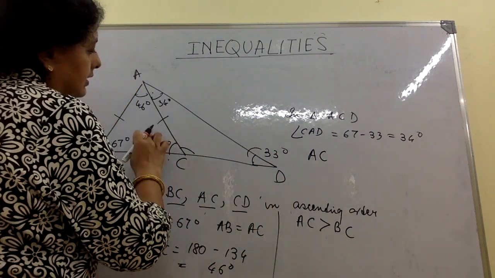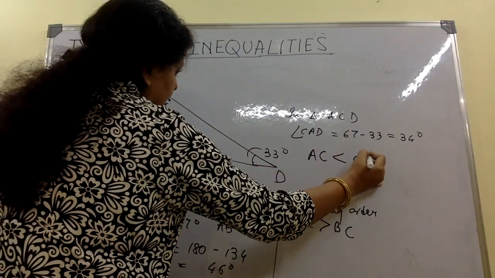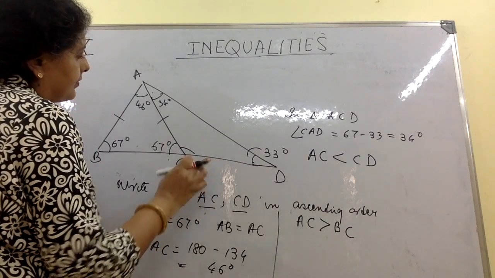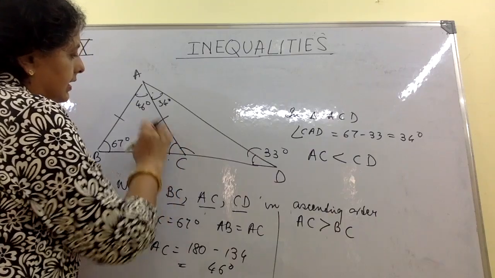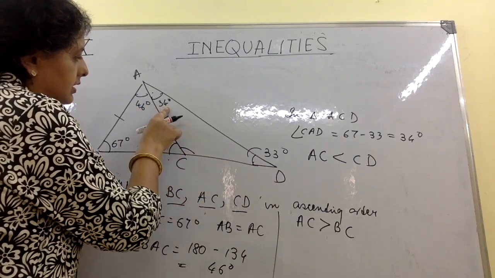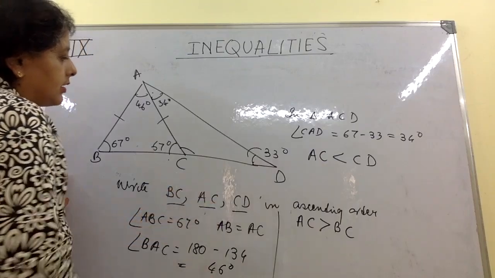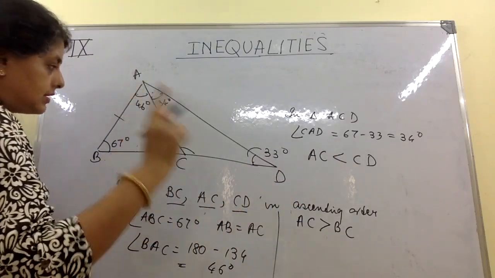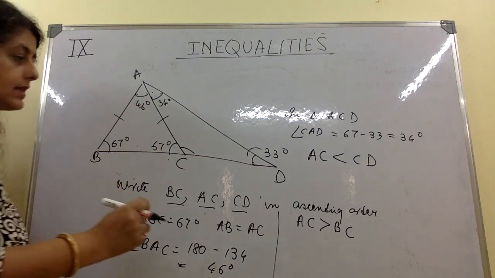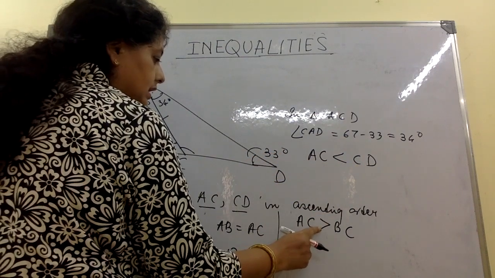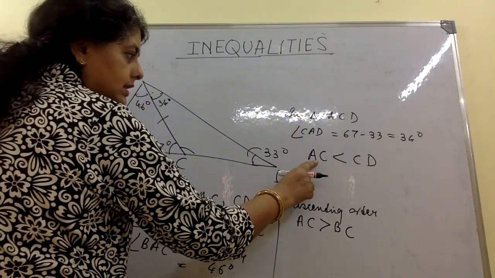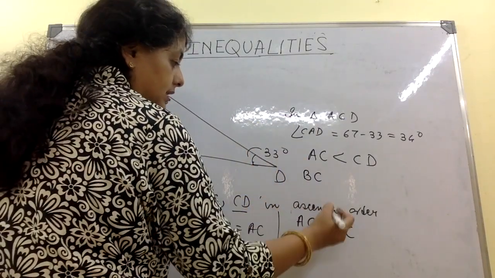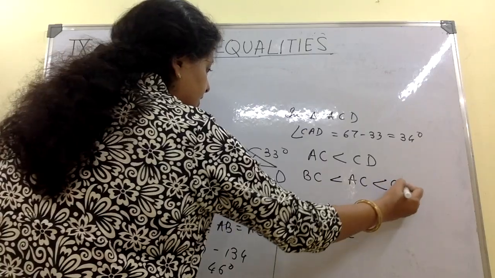AC is less than CD. This side AC is less than CD because here we have 34, and opposite to that this will be bigger. So we got a relation between AC and CD. We need AC, CD, BC in the picture. We have AC less than CD, and AC greater than BC. In ascending order, smallest first: BC smallest, then AC, CD biggest.